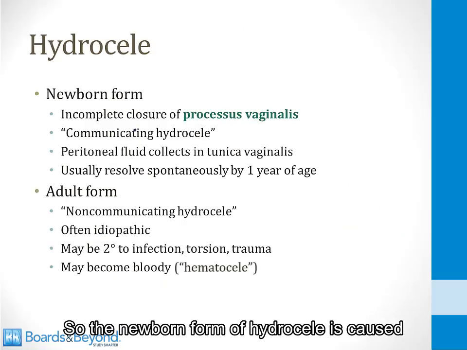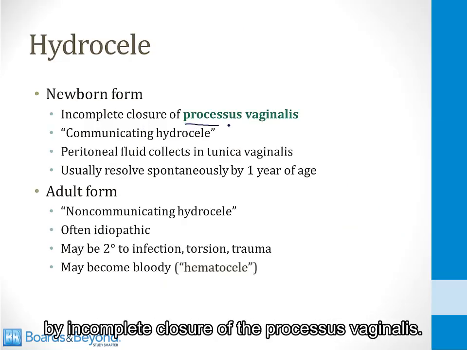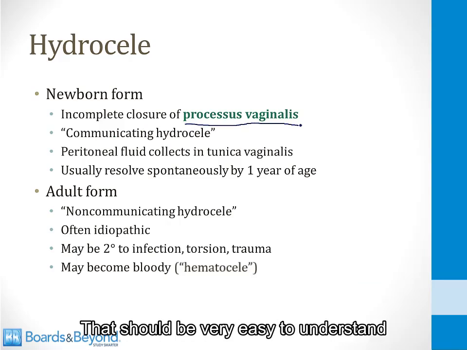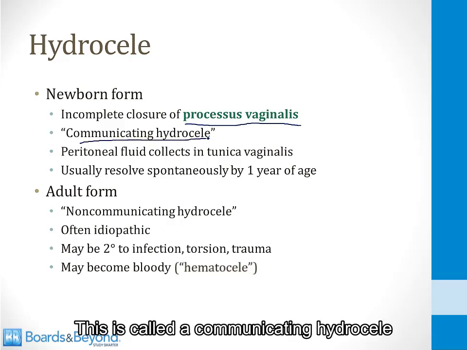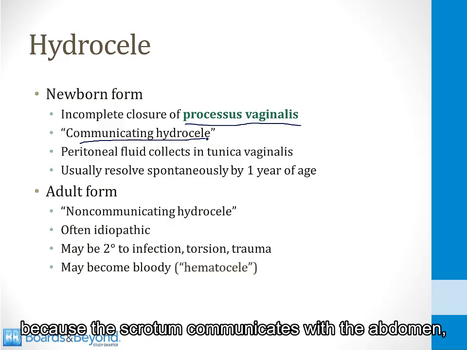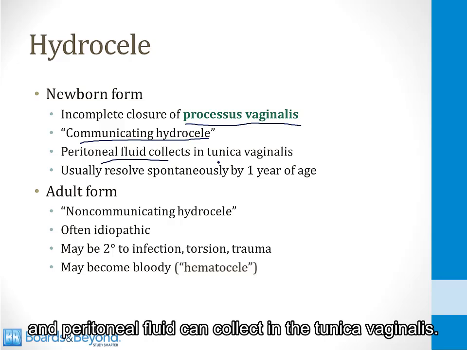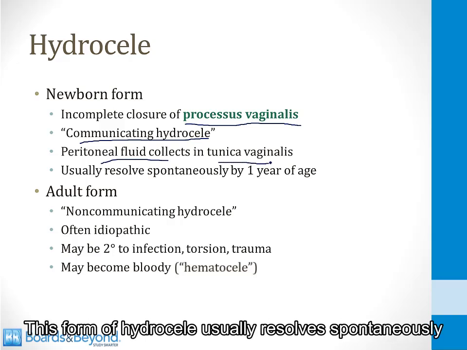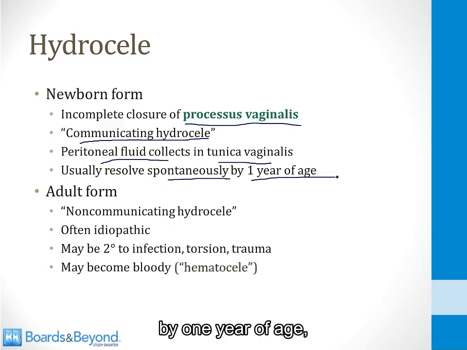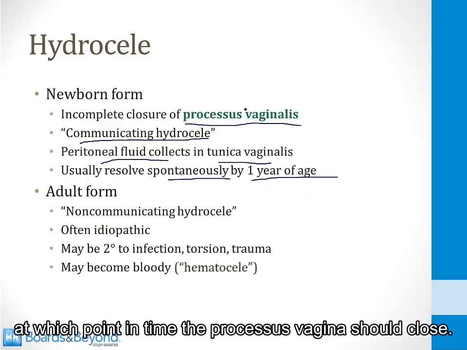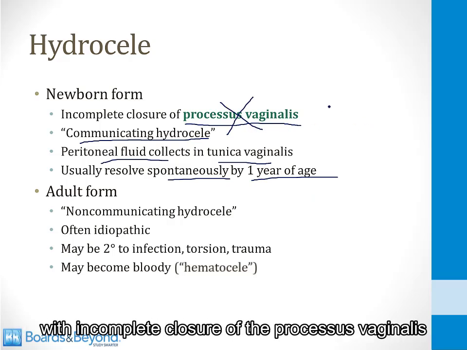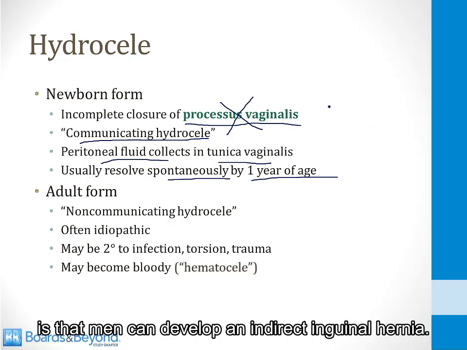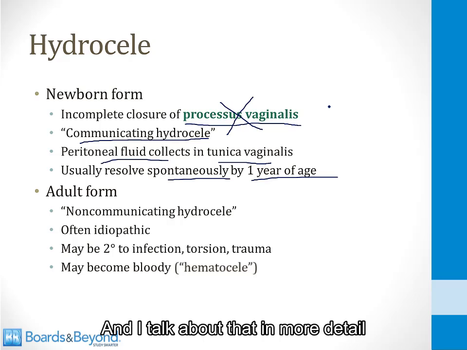So the newborn form of hydrocele is caused by incomplete closure of the processus vaginalis. This should be very easy to understand after what we just discussed in terms of embryology. This is called a communicating hydrocele because the scrotum communicates with the abdomen and peritoneal fluid can collect in the tunica vaginalis. This form of hydrocele usually resolves spontaneously by 1 year of age, at which point in time the processus vaginalis should close. Just an aside here, but another problem that can happen with incomplete closure of the processus vaginalis is that men can develop an indirect inguinal hernia, and I talk about that in more detail in the GI video on inguinal hernias.